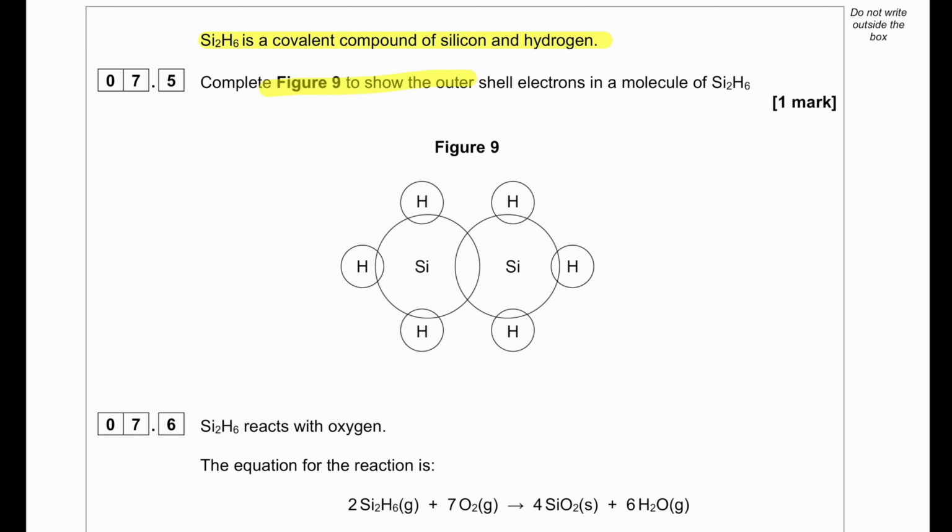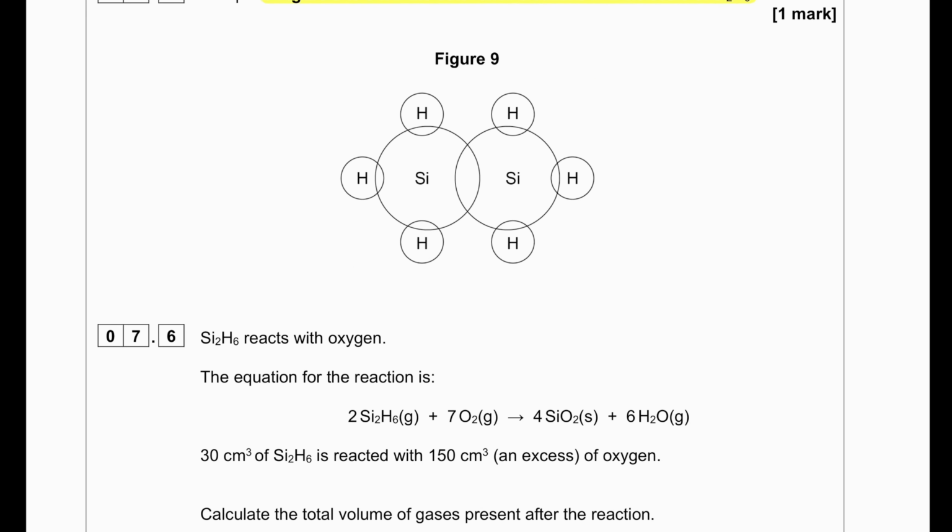Complete the figure 9 to show the outer shell electrons in a molecule of Si2H6. So here the silicon can be represented as dots and the hydrogen can be represented as crosses. So we can represent all the crosses from the hydrogen. Then we can mention the silicon's dots.